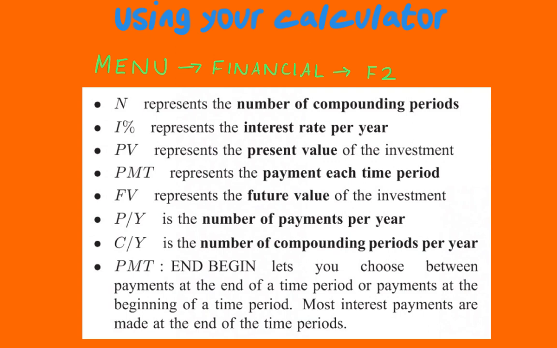PV, the present value. PMT, the payment each time period. We don't really need to worry about that too much at the moment. FV, the future value. PY, the number of payments per year. CY, the number of compounding periods per year. Now, PY and CY will be the same. This menu is also used for loan repayments, and that's why some of the terms are a little bit unfamiliar. And that's it. The last part's not for us. Okay, so let's see how this works in action.